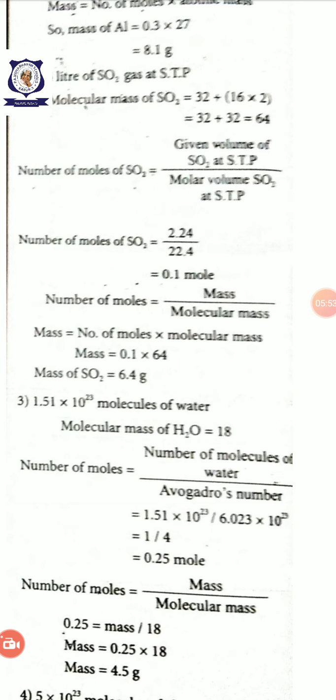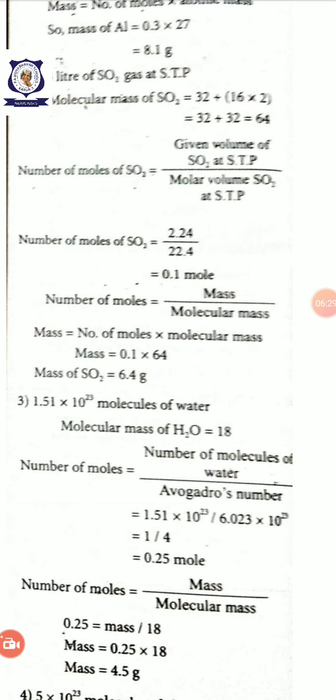Now another question, number of molecules of water is given. How much? 1.51 into 10 power 23 molecules of water. Already, what is the molar mass of water? H2O formula. Hydrogen 1, 2 hydrogen is 2, plus 16, 18 grams. So number of moles is equal to number of molecules by Avogadro number. Number of molecules how much? 1.51 into 10 power 23. Avogadro number value 6.023 into 10 power 23. See, 1.5 and 6, so cancelling, 1 by 4. It is equal to 0.25 mole.